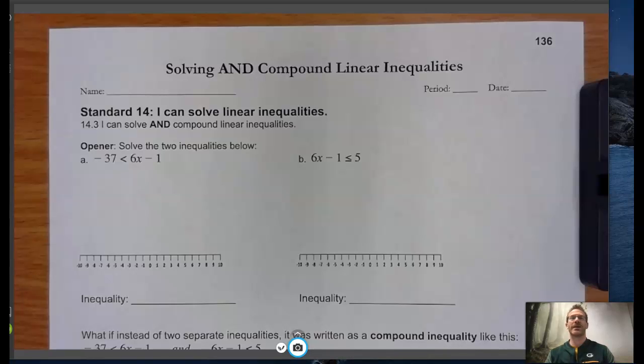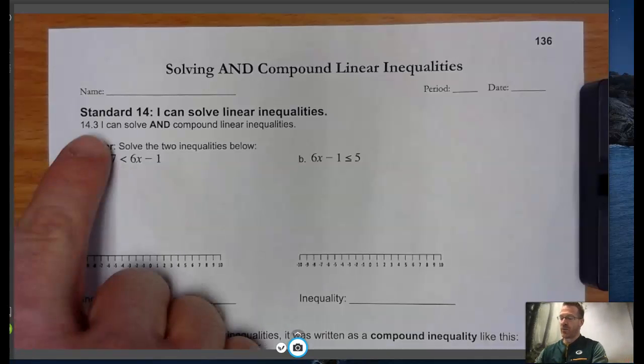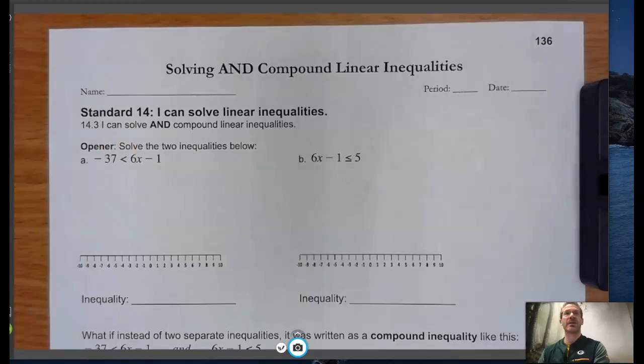All right, my friend. So once again, I'm going to talk a little bit more about solving linear inequalities. What we're going to talk about today is the other compound linear inequality, the AND compound linear inequalities. What you're going to see is there are a lot of commonalities with what we did yesterday when we talked about our OR compound linear inequalities. You can see this is standard 14.3: I can solve AND compound linear inequalities.